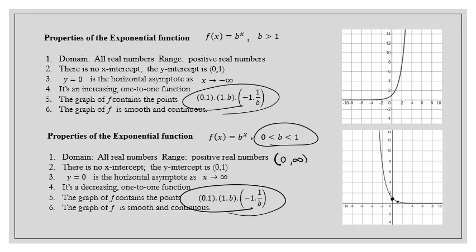When you plug in negative 1, you get 1 over b. But if b is a fraction between 0 and 1, 1 over b turns out to be a number bigger than 1. Good. It's decreasing, like I said, exponential decay. And this time the horizontal asymptote is reached when x goes off to positive infinity.